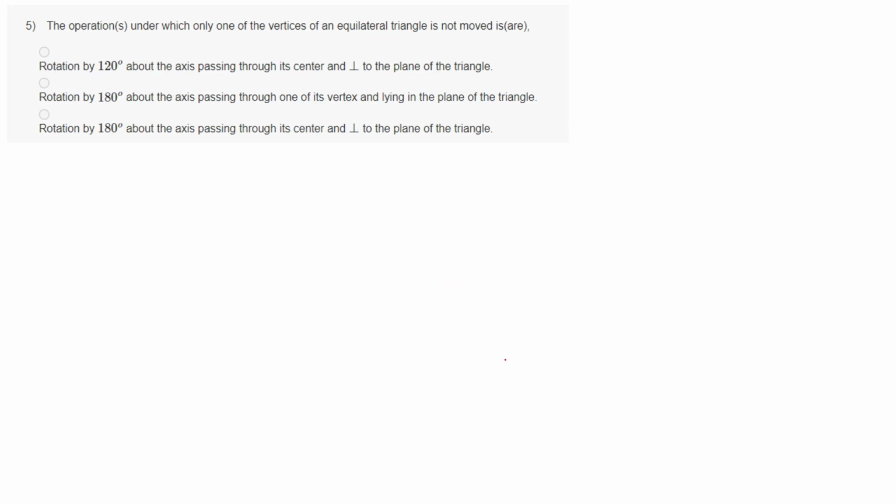Now let us try each option and see how it works. So we are considering a triangle A, B, C, and this is the center O. Now the first one is rotating by R of theta, that will be 120 degrees about O, which is in a perpendicular plane.